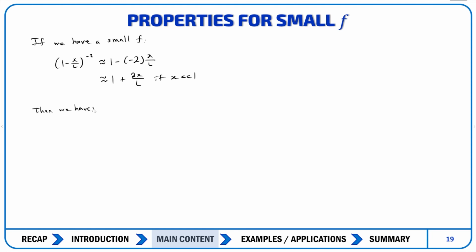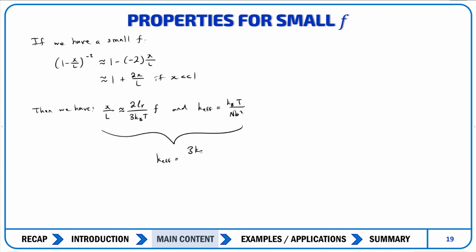So this then leads to the following. We have x/L being approximately equal to 2LP over 3kBT of F, which we know from before, and we know that the effective spring constant is equal to kBT over nb squared. When you combine the two of these together, you end up with K_eff equal to 3kBT over 2LPL. So that is one way of representing this.